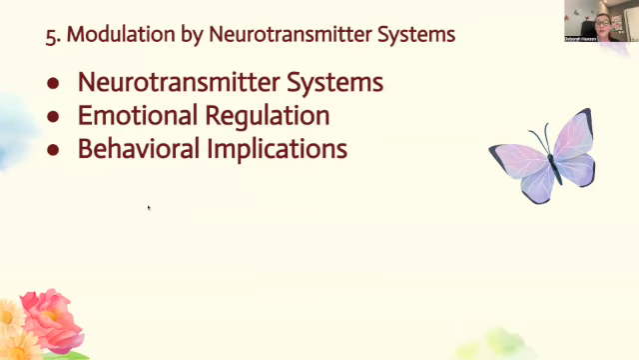Lastly, let's talk about the broader role of neurotransmitter systems in our emotions and behaviors. Neurotransmitters like serotonin, dopamine, and norepinephrine play key roles in regulating our emotions, stress response, and overall mood. For example, imbalances in these three systems can lead to mood disorders like depression or anxiety, and understanding these systems can help us develop treatments for such conditions.